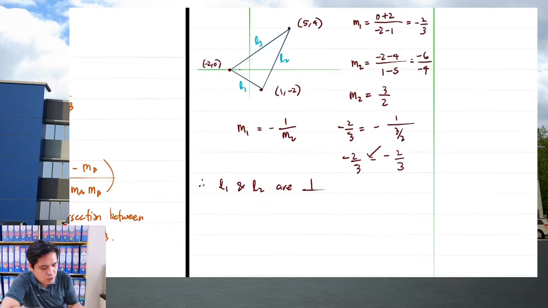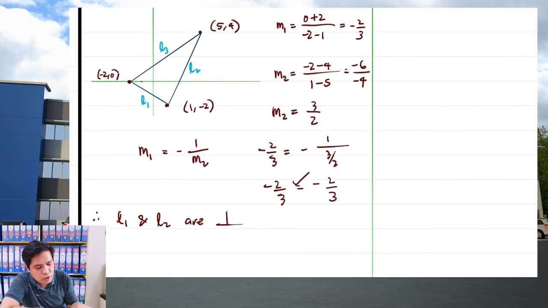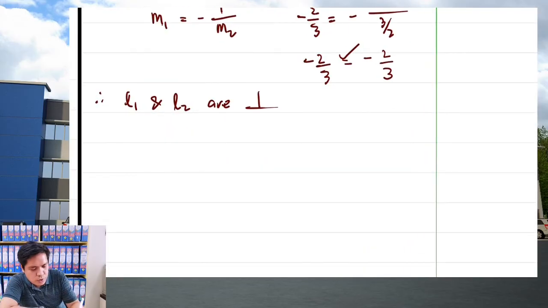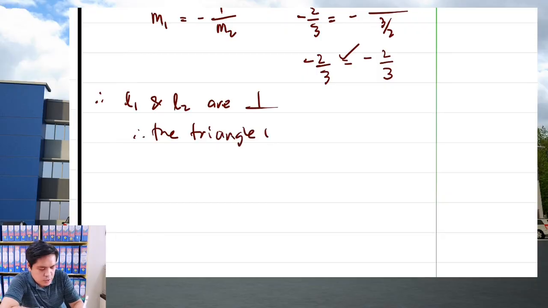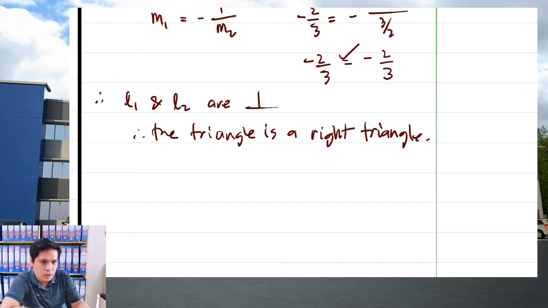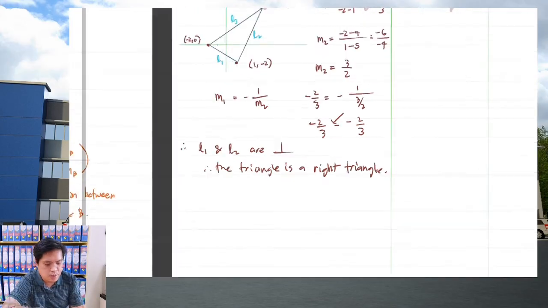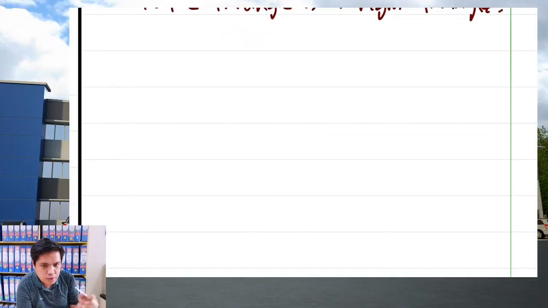So if line 1 and line 2 are perpendicular and it forms a triangle with line 3, therefore the triangle is a right triangle. Ganun lang kadali. Okay, now let's take a look at this.